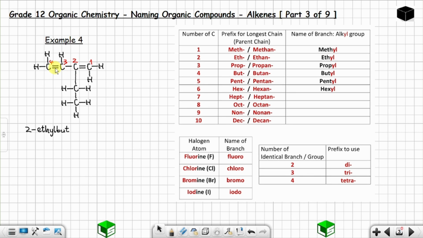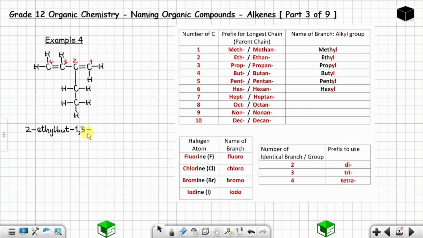Because you have 2 groups, you are going to use the prefix di and you have to use the numbers to locate your double bond. So we have a hyphen, you have 1, 3, right? On 1 and on 3, you have a double bond there and a double bond there. Okay, so this is why we use 1, 3.